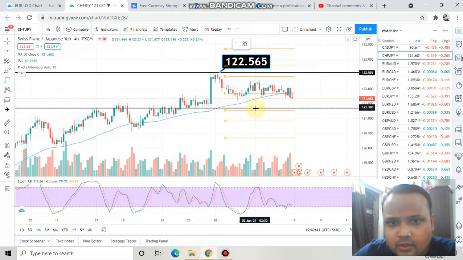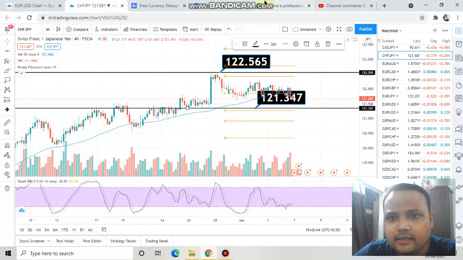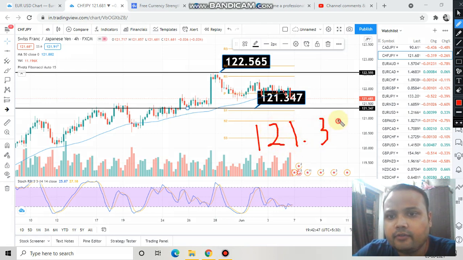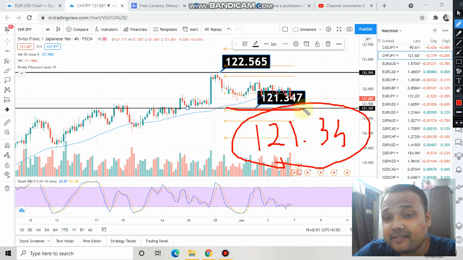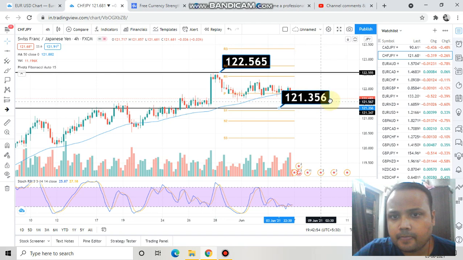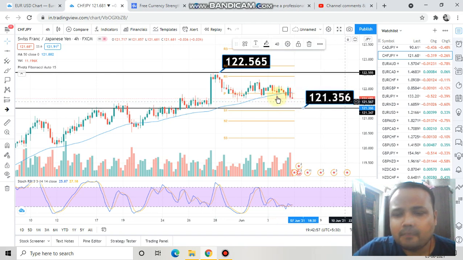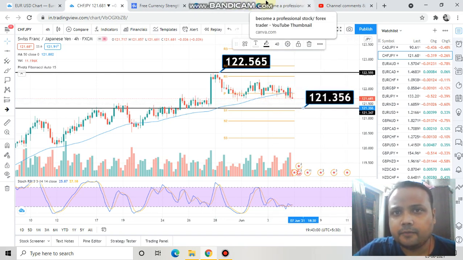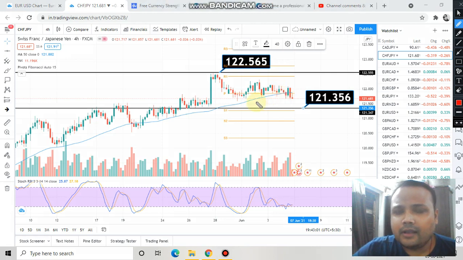We just have one support level on the downside at this 121.34 level. We have this level as the support, and right now we can see that market is trying to come down. Therefore, let the market open on Monday and just see how the price reacts.